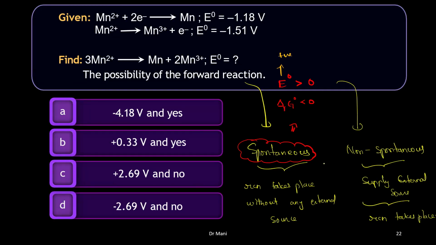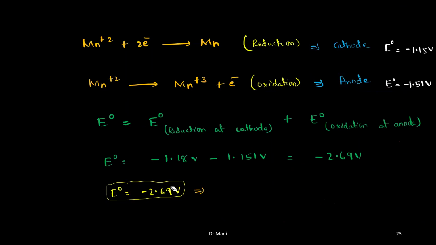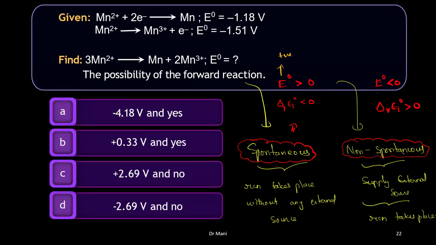And for non-spontaneous, E naught should be less than 0 or delta R G naught should be greater than 0. You understood? Now I got E naught as a negative value. That means it is a non-spontaneous reaction. And when it is non-spontaneous, until I supply an external source of energy, the reaction doesn't take place. It will not be a forward reaction. So the answer is no.